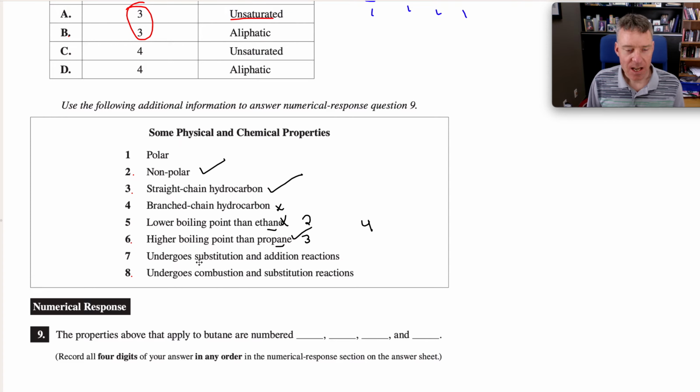Okay. We've got an ane, so anes can undergo substitution. Addition, no. You need a double bond to do addition. You can burn any of these organic compounds, and you can do substitution with anes. UV light would be the main way to do that. So 2, 3, 6, 8 is the correct sequence.